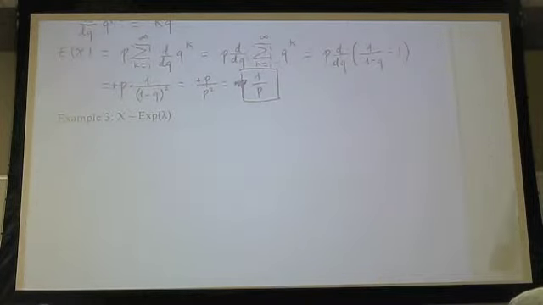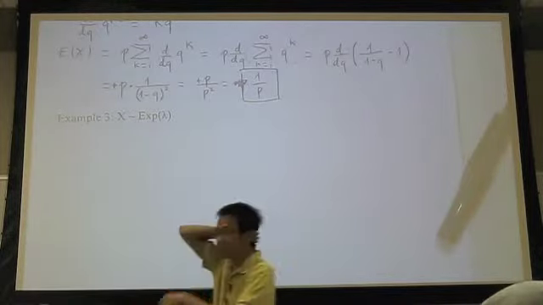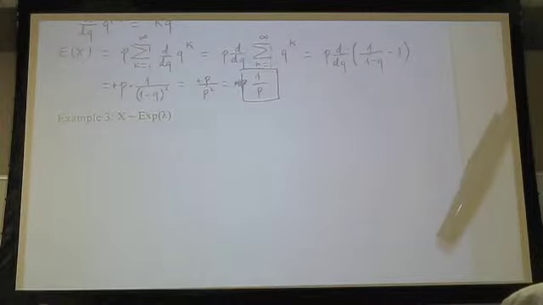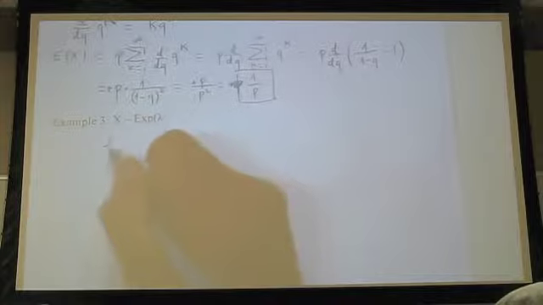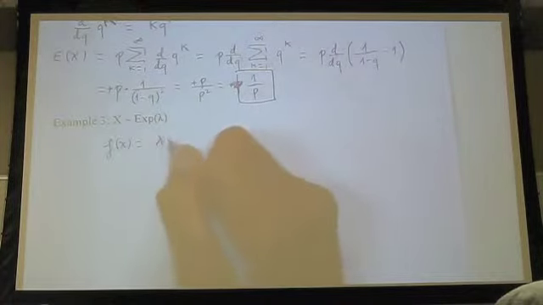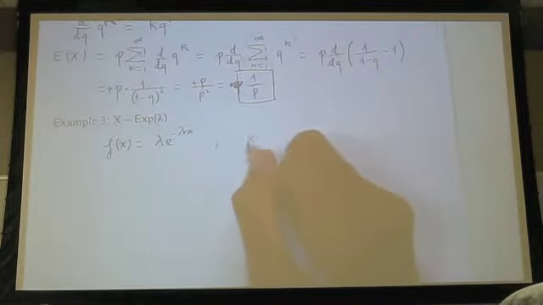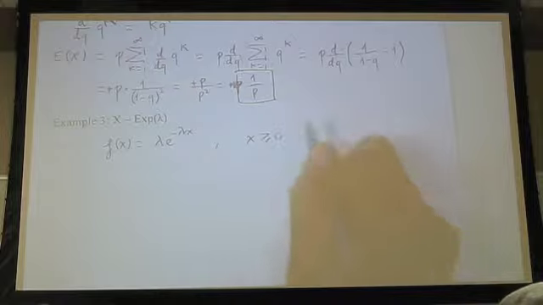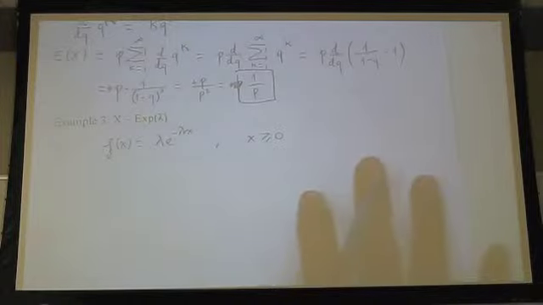So now, how about the expected value for the exponential distribution? How do I do it? Okay, first of all, tell me what the function f of x is. Little f of x is what? Lambda e to the minus lambda x, correct? When x is bigger than or equal to 0, otherwise it's going to be 0. Yeah? Now I have to calculate the expected value for it.